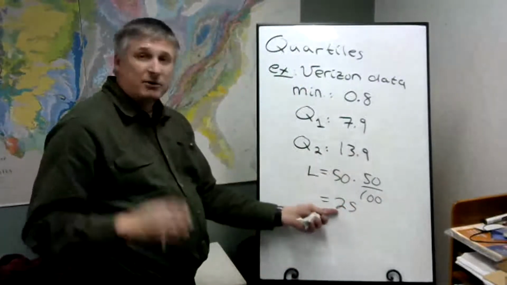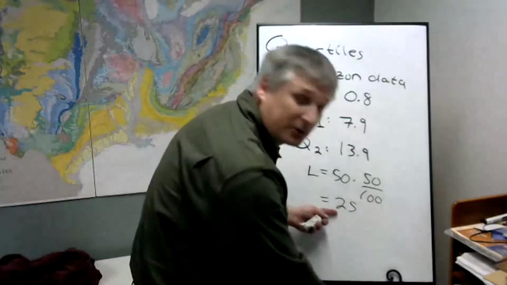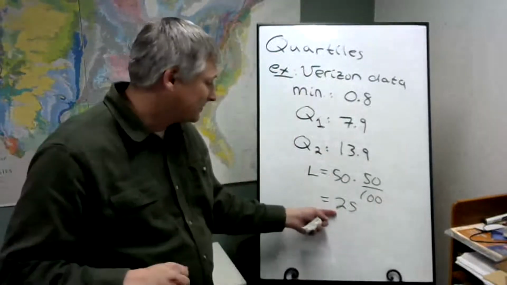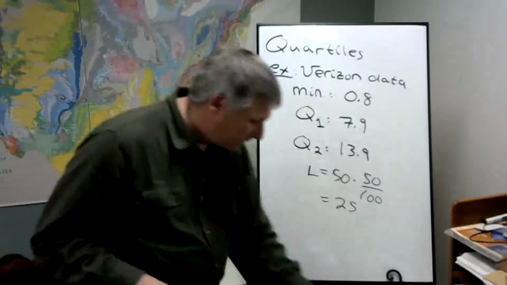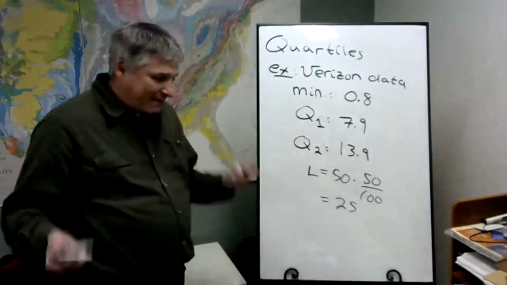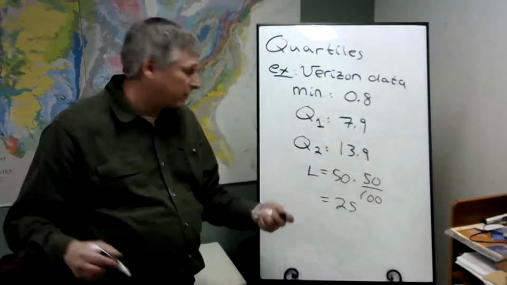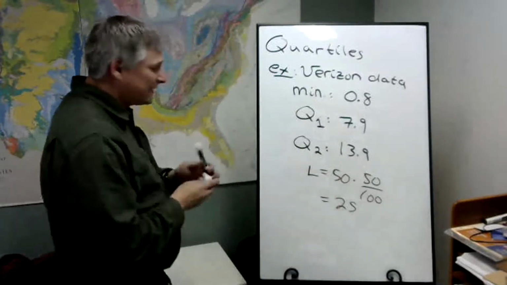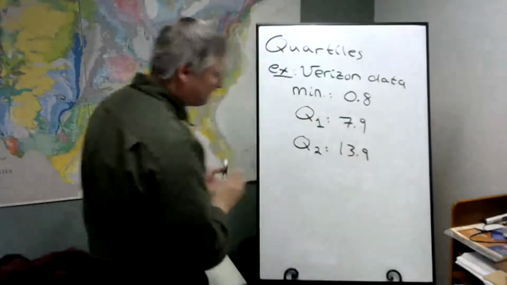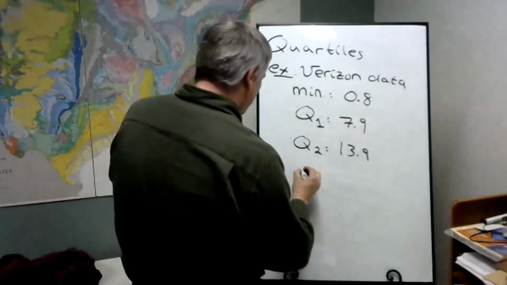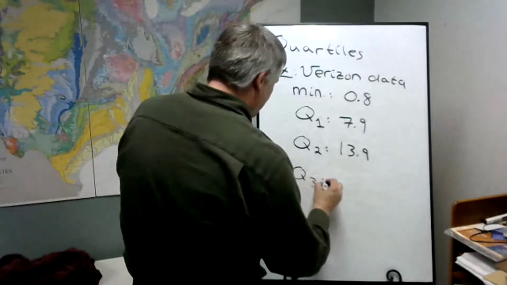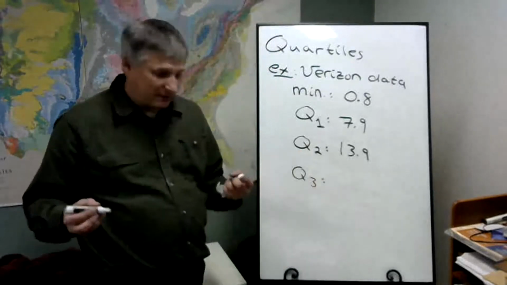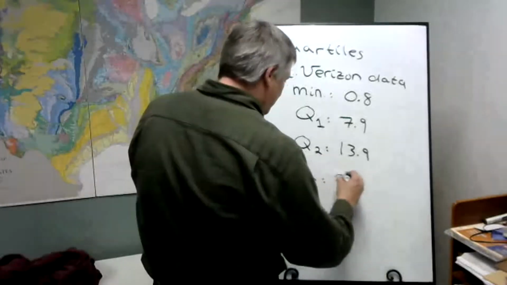So you take the data value at position 25, which is 13.7. Also take the data value at 26, L plus 1, and that was 14.1. Average 13.7 with 14.1, you get 13.9. So that's your 50th percentile. And then Q3, the 75th percentile, again, you would do the same thing, except now K is 75. You get 21.5.